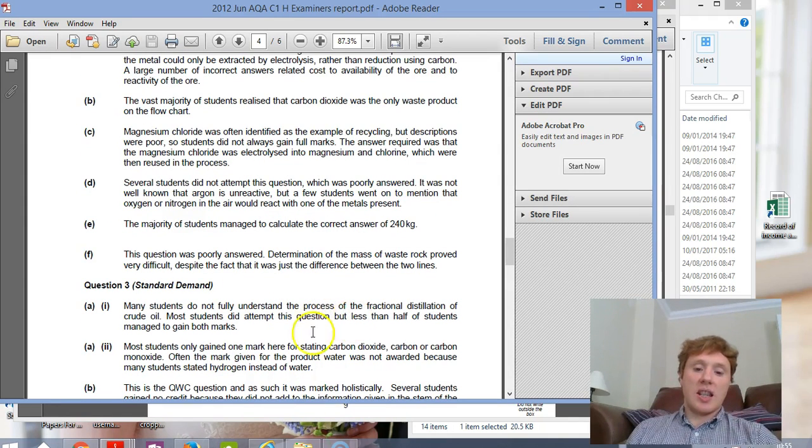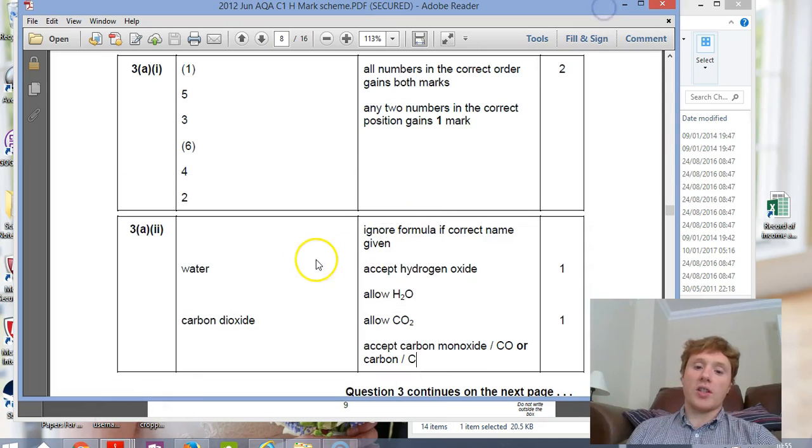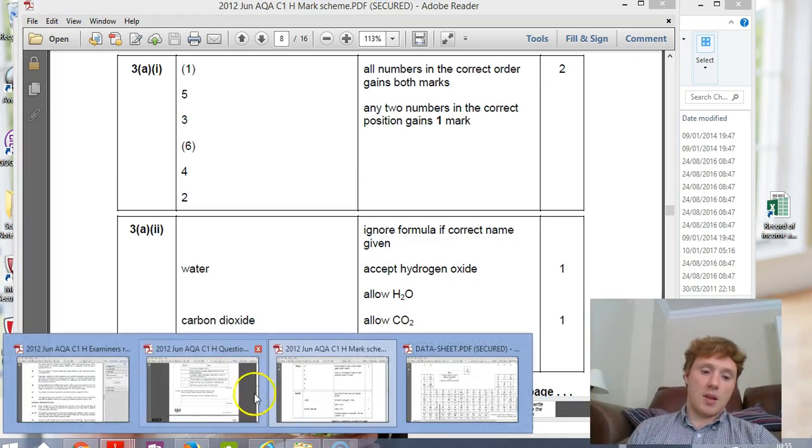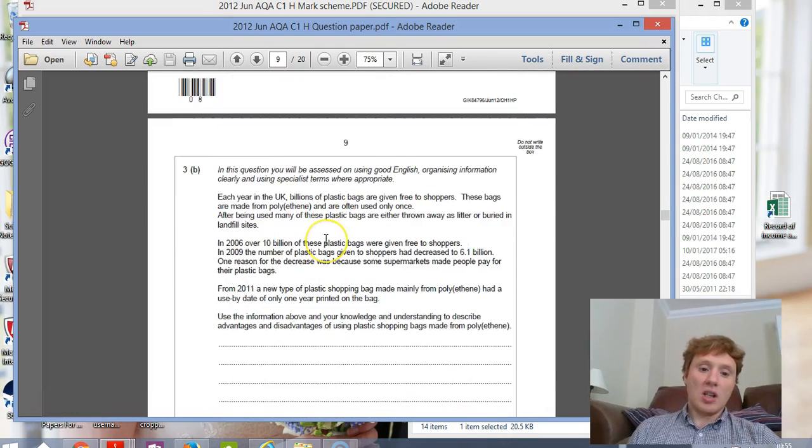Certain students didn't understand the process. 1 mark for carbon dioxide. So you've got to remember water. So when you burn something, it reacts with oxygen. The carbon reacts with the oxygen to make carbon dioxide. The hydrogen makes water, H2O.